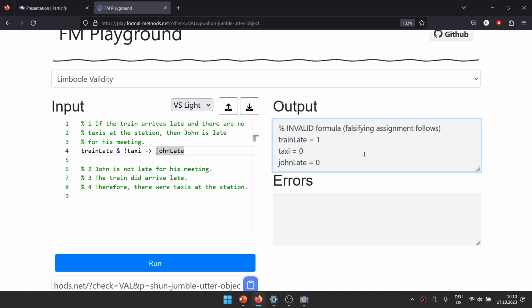If you made this statement and I tell you, well, I saw John, the train was late, there were no taxis, and John was not late, this basically can't be. It's a contradiction to what you just said, because you said if the train arrives late and there are no taxis at the station, then John is late for his meeting. So this assignment really can't happen. It would contradict the rule that you just made. That's fine. There will be some invalid, impossible scenarios. This is an impossible scenario because if the train is late and there are no taxis, then John must be late, and John late equals 0 can't be.